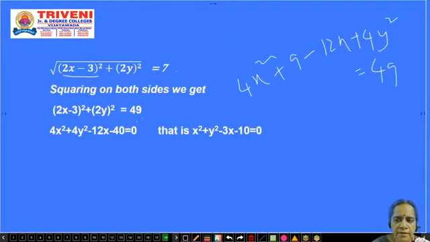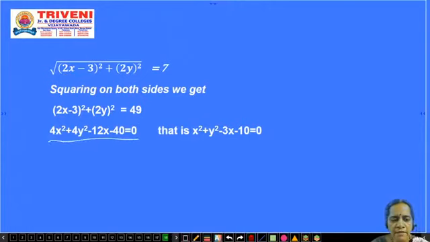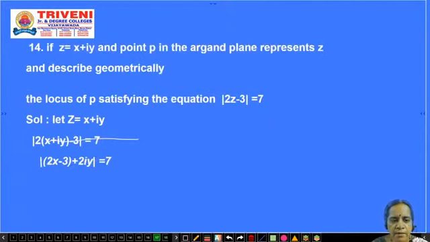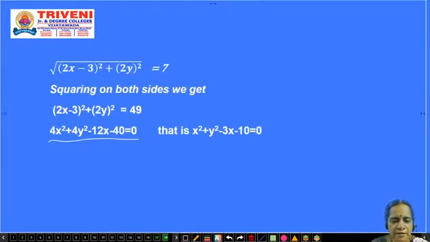The 9 will come here. What answer do we get here? 4x square plus 4y square minus 12x minus 40 is equal to 0. In this, what is common here? The value is 4. Then we get the answer x square plus y square minus 3x minus 10 is equal to 0. What is given in the problem is modulus of 2z minus 3 is equal to 7, the locus of P satisfying the equation. Then we get the answer like this: x square plus y square minus 3x minus 10 is equal to 0.